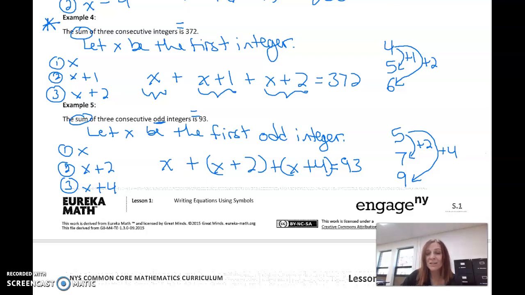All right, again, the more you practice this, the easier it'll get, but we're really working on translating what we say into math expressions.